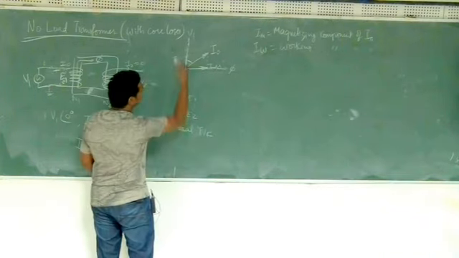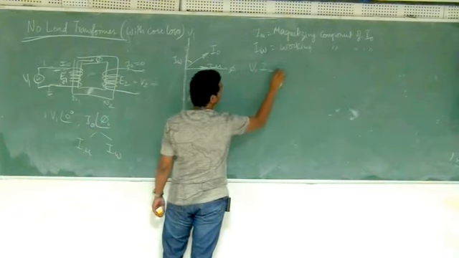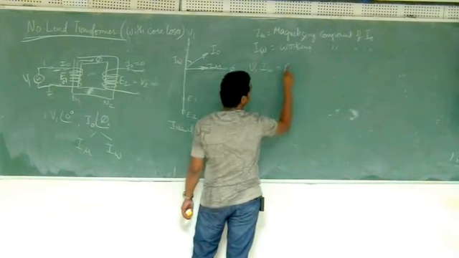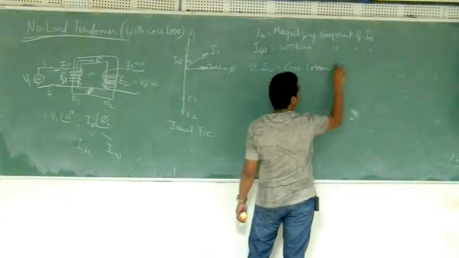Now if I write V1 into IW, this will be power. This is the core losses in watts.